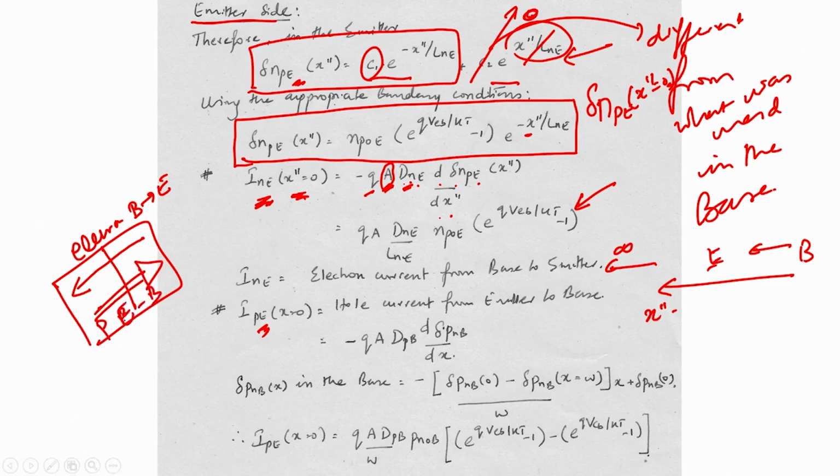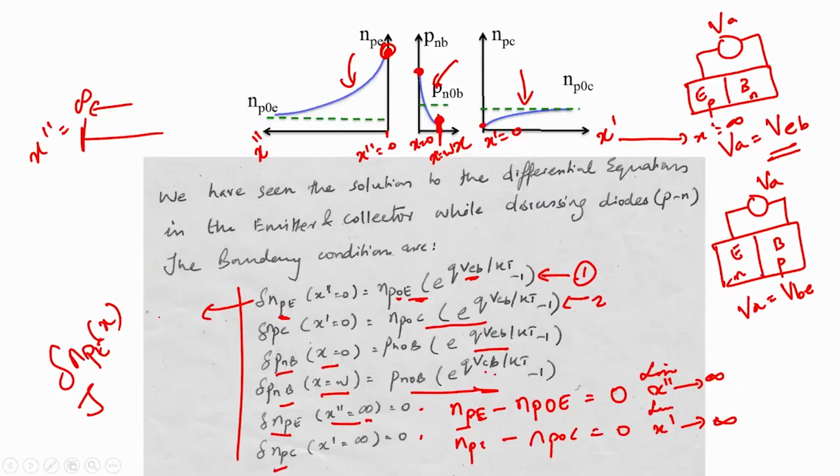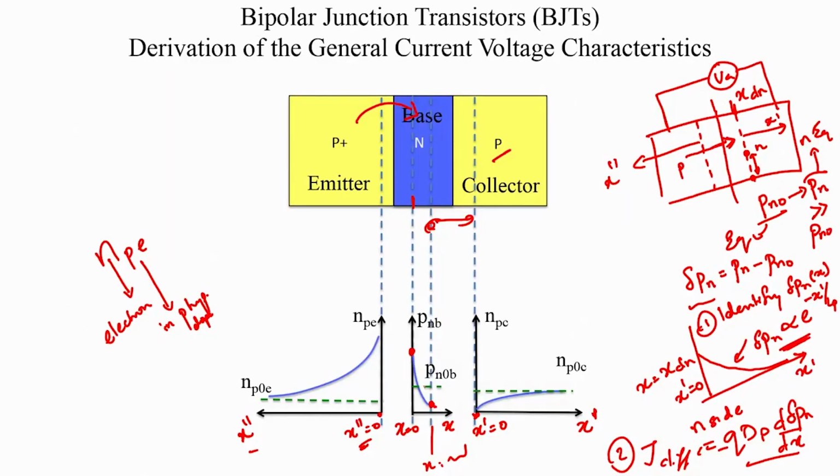So, for that we need to solve the differential equation of the minority carriers in the base, which gives my IPE, the hole contribution of the emitter current. This is the electron contribution of the emitter current, okay, located at x equal to 0. So, we are going to measure that at x equal to 0. We have already calculated for this, and we are now going to calculate for this.